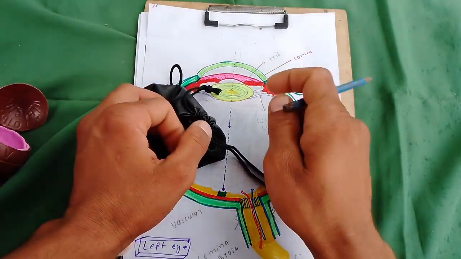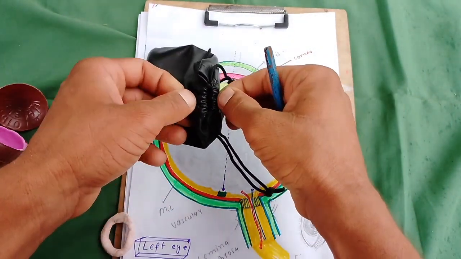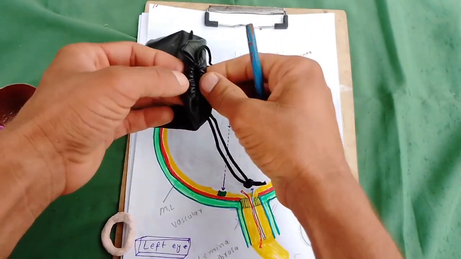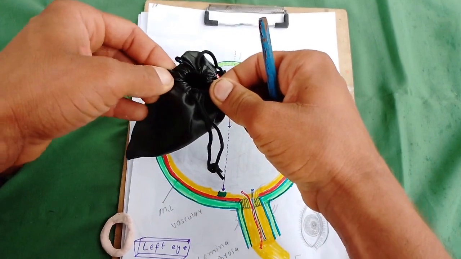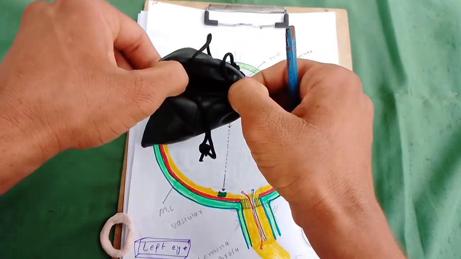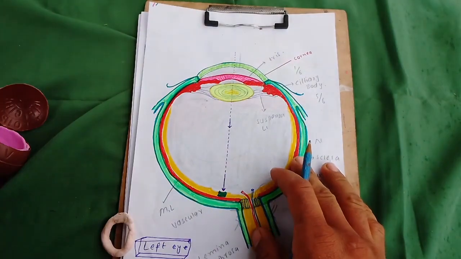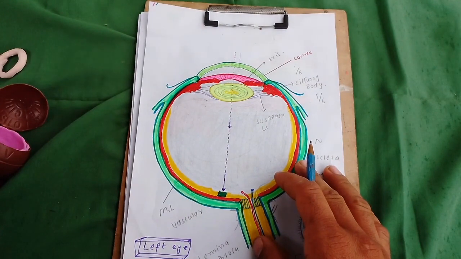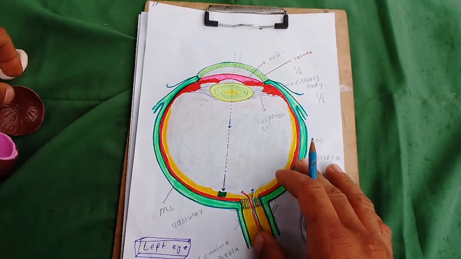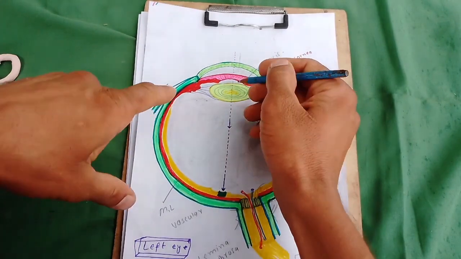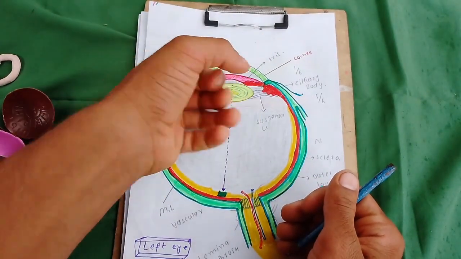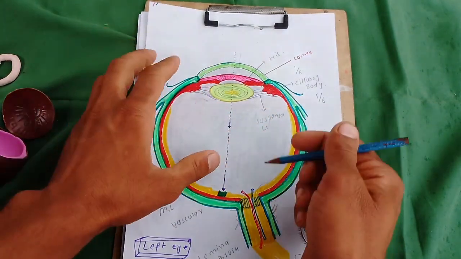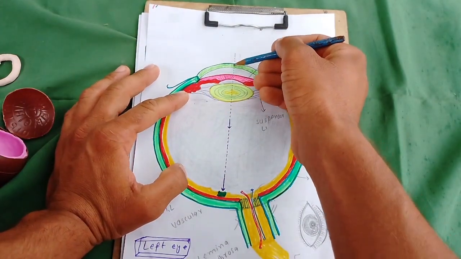When the longitudinal muscle contracts, which goes in all directions, it increases the size of the pupil. So this is the iris all around. The lens is present posterior to the iris. The lens has no blood vessels, and the cornea also has no blood vessels, for better light transmission.